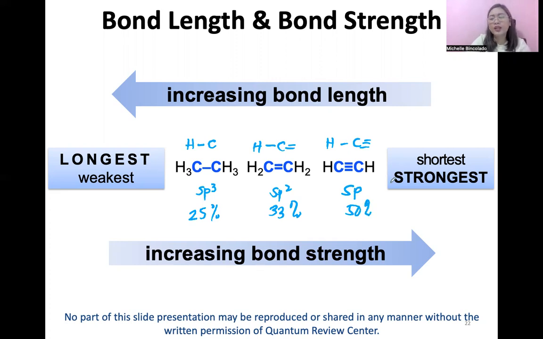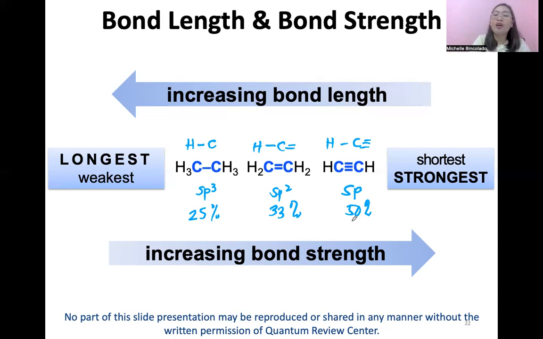So how do we account for the properties of the carbon-hydrogen bond using percent s character? We all know that the s orbital is closer to the nucleus. That's the reason why carbon bonds, even carbon-hydrogen bonds, are shorter as the percent s character increases. You might think only the carbon-carbon bond is affected.